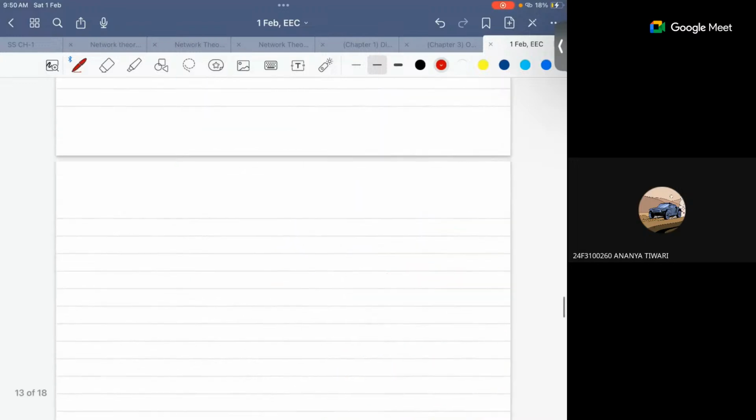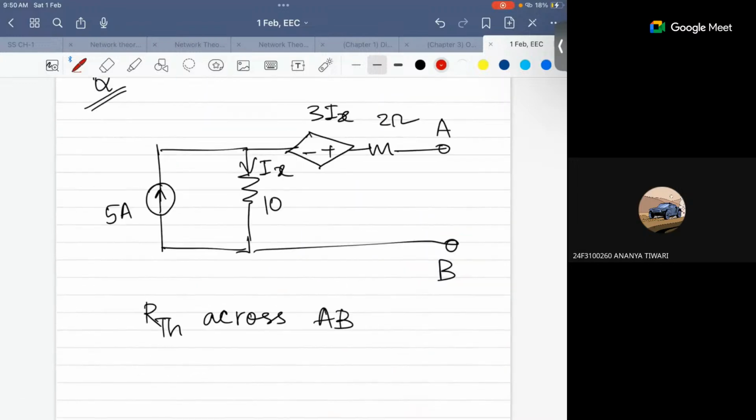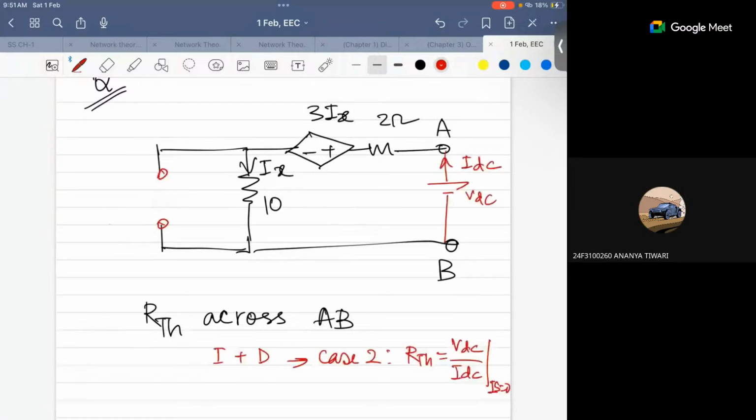Now the next problem that you have to solve is this one. Here also you have to calculate RTH across AB. So here also you have some independent source, you have dependent source. So again, independent plus dependent source. So second case, you can use it. Case 2, where you use RThevenin as VDC upon IDC. So no current in this circuit. So this becomes very simple, right? You just have one loop, correct?